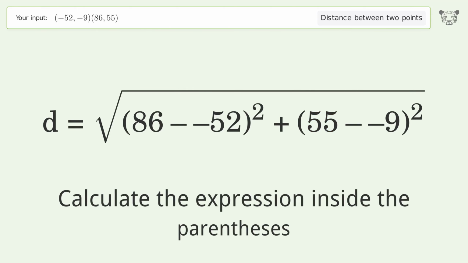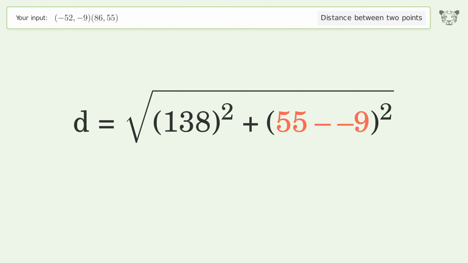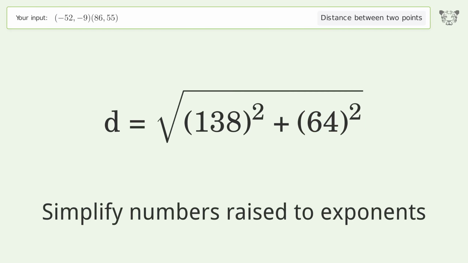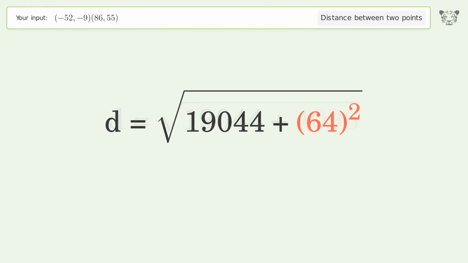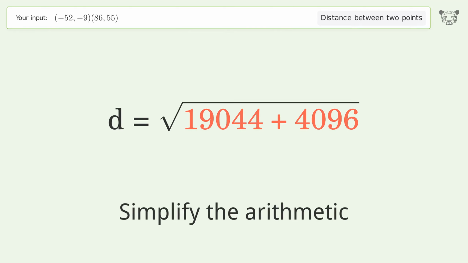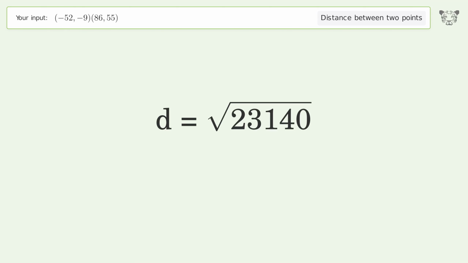Calculate the expression inside the parentheses. Simplify numbers raised to exponents. Simplify the arithmetic. And so the distance between the 2 points is the square root of 23,140 or 152.118.